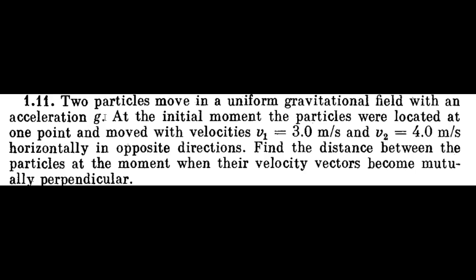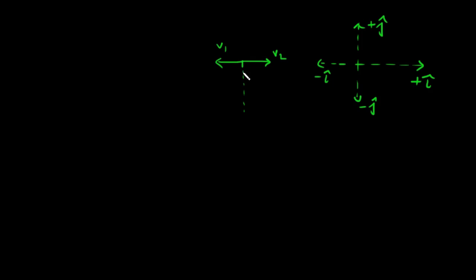Alright, you see it is written: two particles move in a uniform gravitational field with an acceleration g. At the initial moment, the particles are located at one point and move with velocities v1 and v2 horizontally in opposite directions. Find the distance between the particles at the moment when their velocity vectors become mutually perpendicular. Alright, so this is the figure. For example, the initial bodies, let's say, are located at A, and their velocity vectors are directed horizontally away from each other.